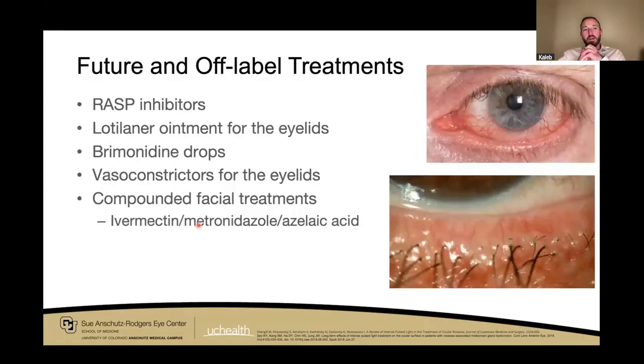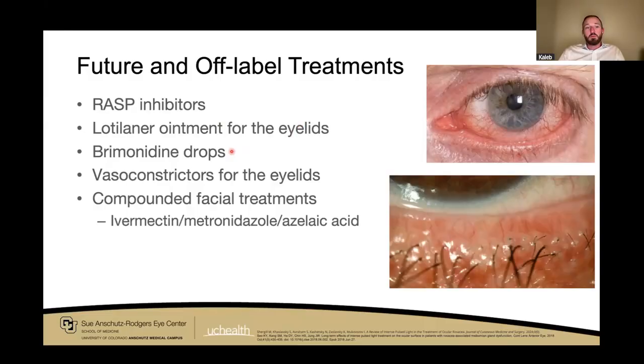In the future, we may have a drug coming out next year that's a RASP inhibitor. This is a very potent anti-inflammatory. We will know in December, I believe December 16th, if it is FDA approved. There's a company that's working on a topical lotilaner for the eyelids for cases of ocular rosacea. That certainly could be helpful.